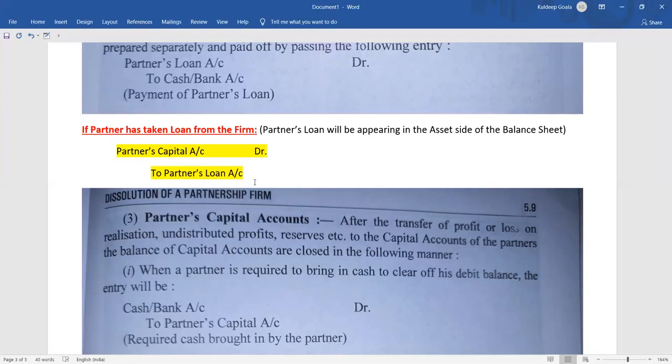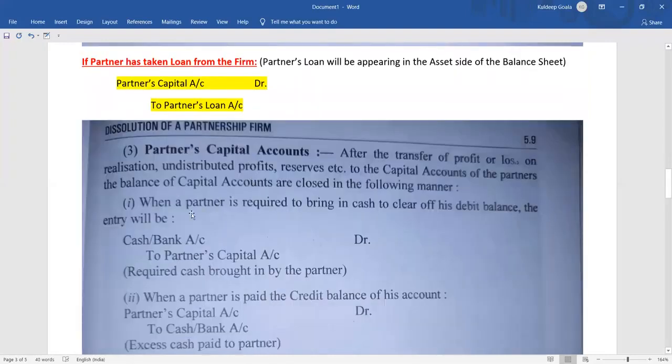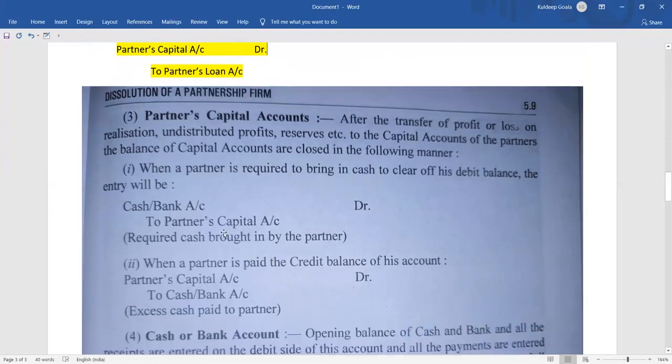Okay, now coming to the next point, that is what will happen in the partners capital account after all the realization entries have been passed. So after all the transactions are over, how are we going to settle? Remember, there might be two situations. One, when the partner is required to bring cash to clear off his debit balance. Okay, there are two situations.